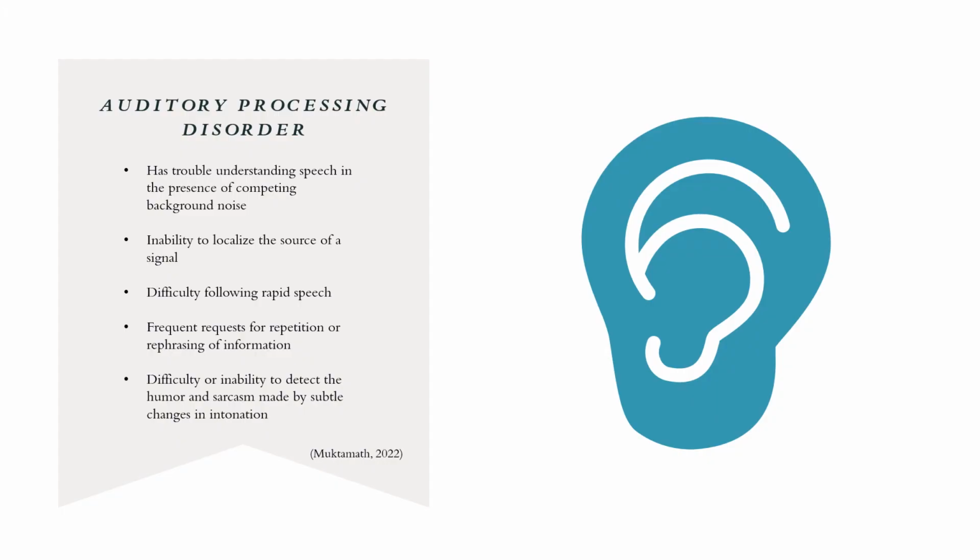Auditory processing disorder. It's characterized by having trouble understanding speech in the presence of competing background noise. Inability to localize the source of a signal. Difficulty following rapid speech. Frequent requests for repetition or rephrasing of information. And difficulty or inability to detect the humor or sarcasm made by subtle changes in the intonation of your voice.